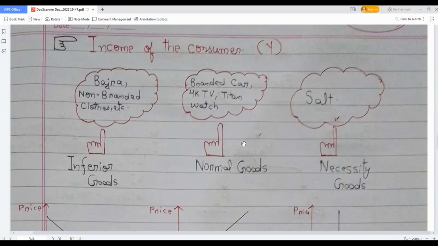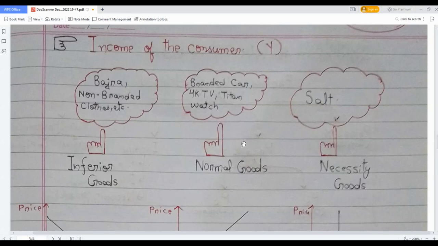Inferior goods, for example, bajra, non-branded items generally purchased from various cheap markets; they are non-branded and they are inferior goods. And any branded car, 4K TV, any costly watch, these are normal goods, and salt, medicine, these are necessary goods. Now, inferior goods generally show an inverse relationship between the income of the consumer and the demand for that commodity. What is this inverse relation?